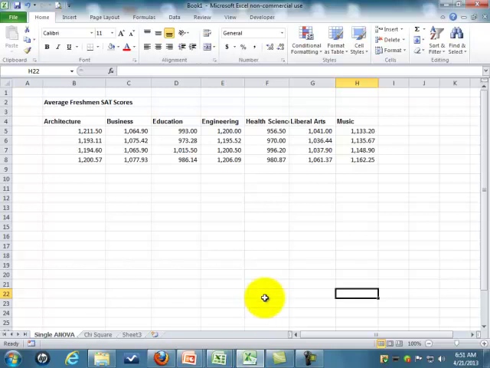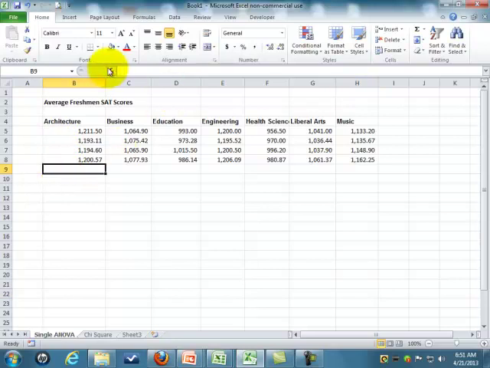Okay, I'm going to try to show you a couple examples of a single ANOVA and a chi-squared distribution. Let's take this example that we've got a bunch of average freshman SAT scores in various different disciplines: architecture, business, education, and we want to understand if there's a statistical difference in the SAT scores of our students.